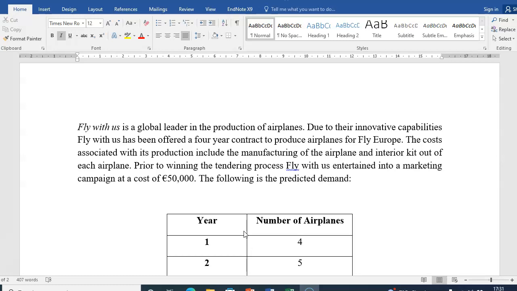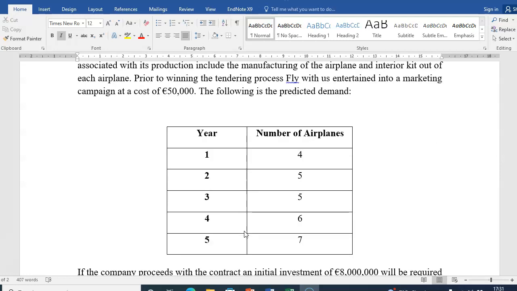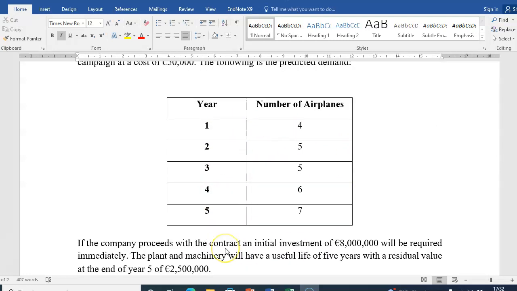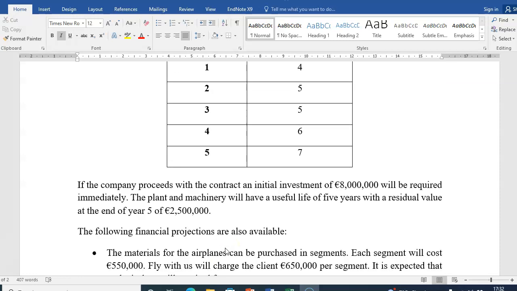Okay, so the 50,000 again is a sunk cost, and that can be ignored in respect of calculating our net present value. So here we have the number of planes that are going to be produced in years 1 to 5. If the company proceeds with the contract, an initial investment of 8,000 will be required immediately. The plant and machinery will have a useful life of 5 years, and will have a residual value at the end of year 5 of 2.5 million. Okay, so that's again useful information for our net present value calculation in a couple of moments.